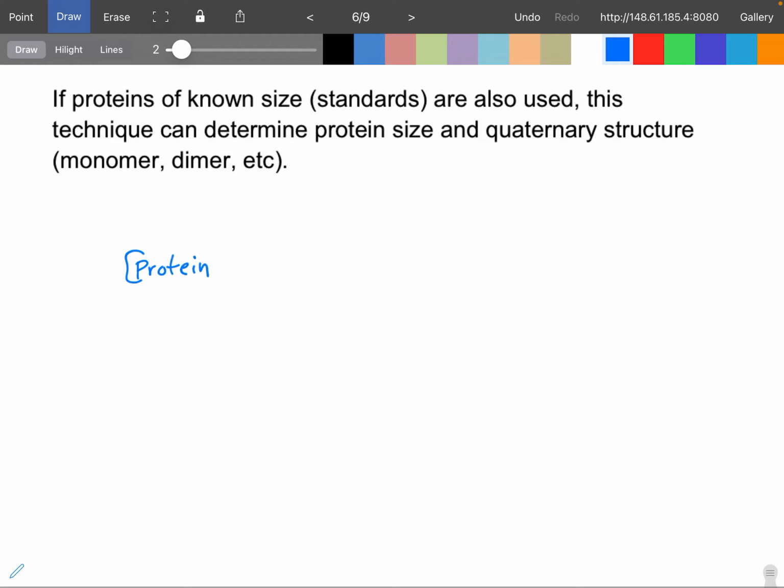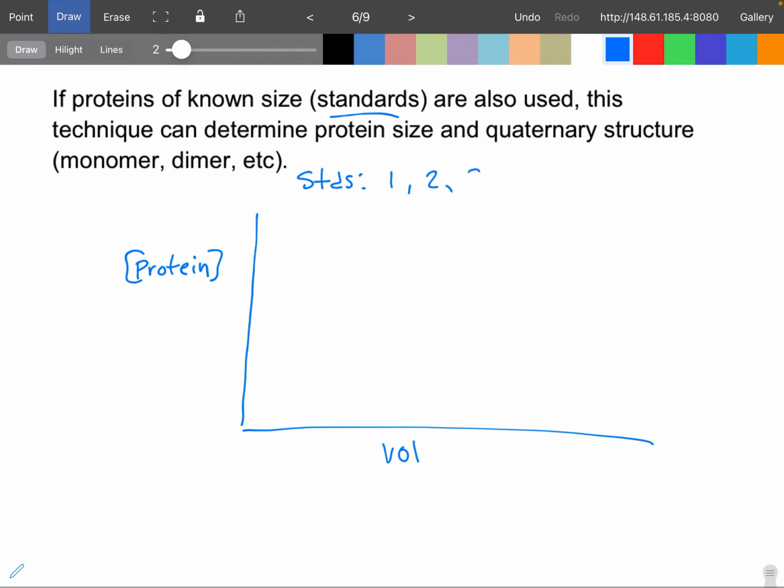And let's say we ran some standards, and let's say our standards were proteins 1, 2, 3, and 4. And let's say I've listed them in order of decreasing size. So the elution profile might look something like this. Protein 1 will come off first, then protein 2, then 3, and then 4. So this is 1, 2, 3, and 4.